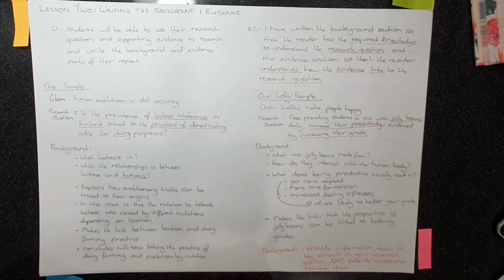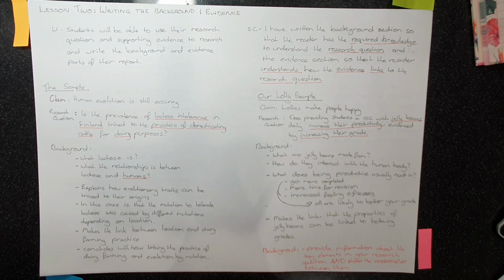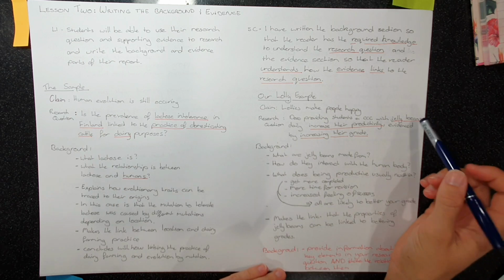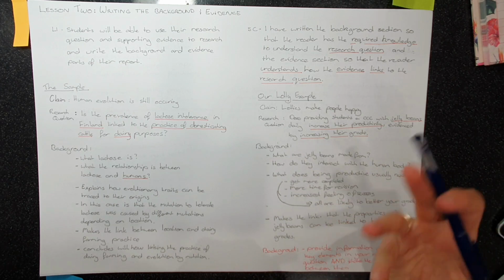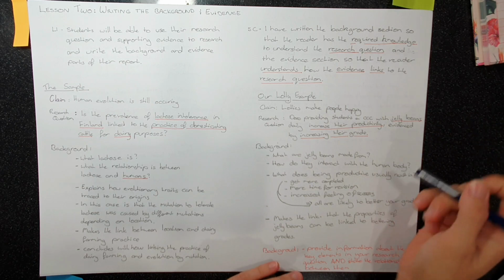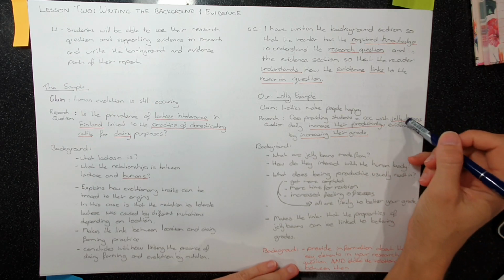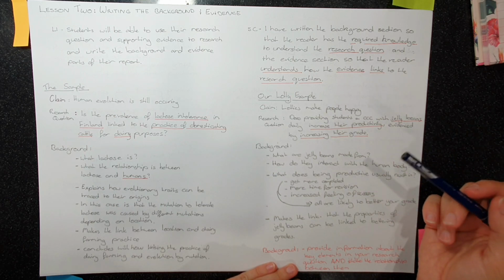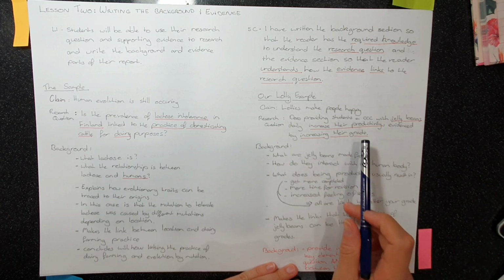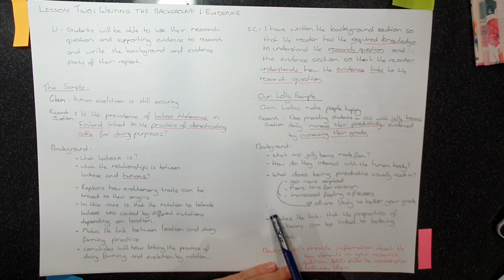So the last section then is making the link that the properties of jelly beans can be linked to bettering grades. So this link that we're going to come from, in my mind, I would say that the intake of glucose via jelly beans provides nourishment for the brain in order to produce greater productivity and ultimately achieve better grades. So that would be the link that I would be getting here in the background information.